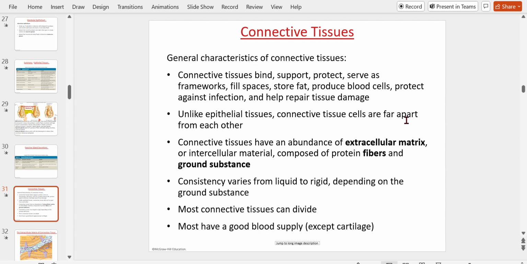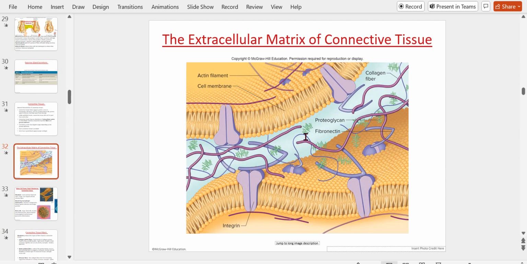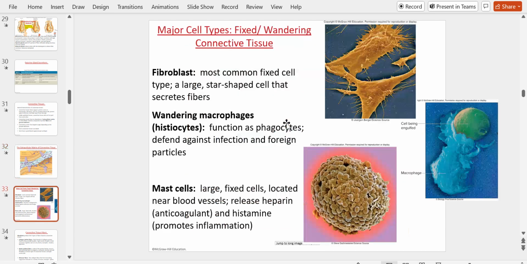Most connective tissue can divide. Most have a good blood supply, except for cartilage. Yes, if you ever rip your cartilage in your knees, cartilage takes a long time to repair because it's not very vascular. And you'll see here the extracellular matrix of connective tissue. You're talking protein, fibrin, all these right there. Connective tissue connecting and holding the tissue together.